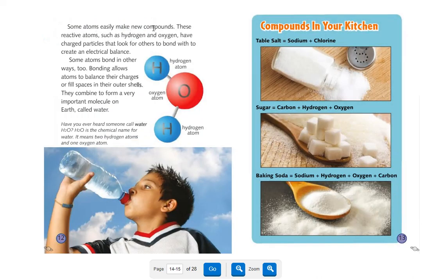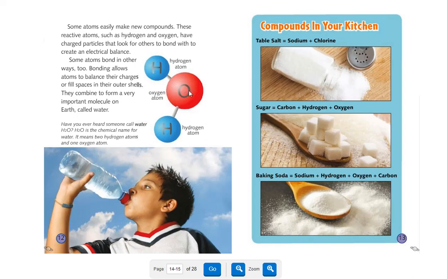Some atoms easily make new compounds. These reactive atoms, such as hydrogen and oxygen, have charged particles that look for others to bond with to create an electrical balance. Some atoms bond in other ways too. Bonding allows atoms to balance their charges or fill spaces in their outer shells. They combine to form a very important molecule on Earth called water.